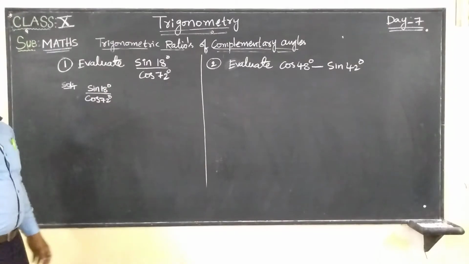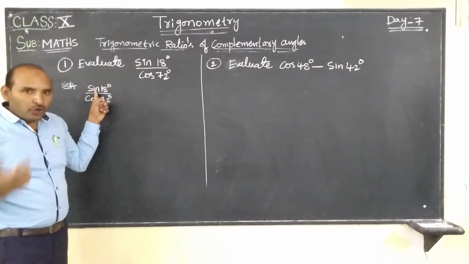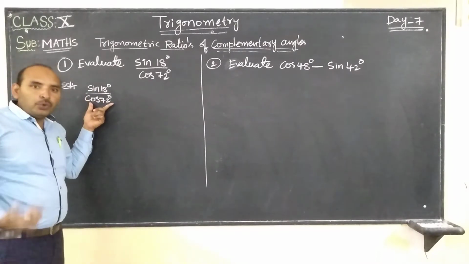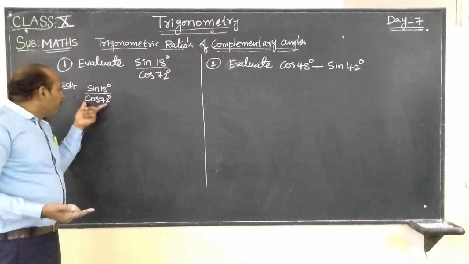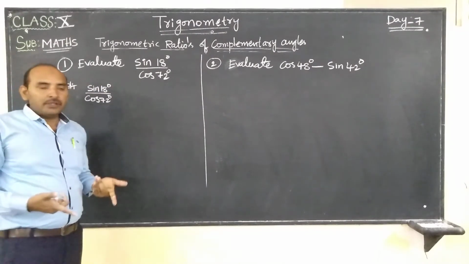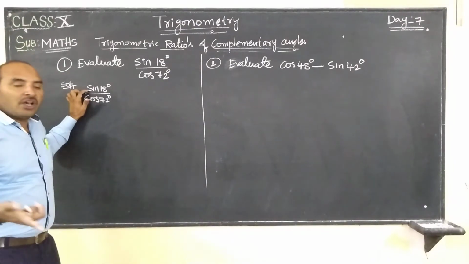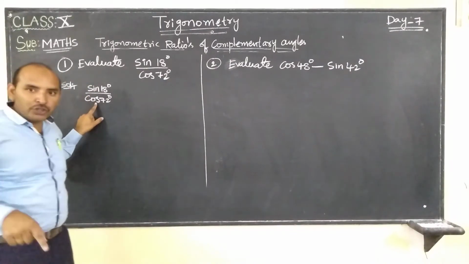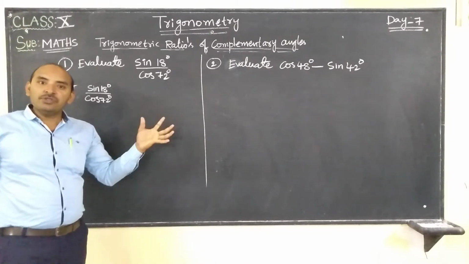We know the formula. We can change either the numerator sin to cos, or the denominator cos to sin. When both ratios are the same, they cancel. I am taking the denominator and changing it to sin. How do we change the denominator to sin?